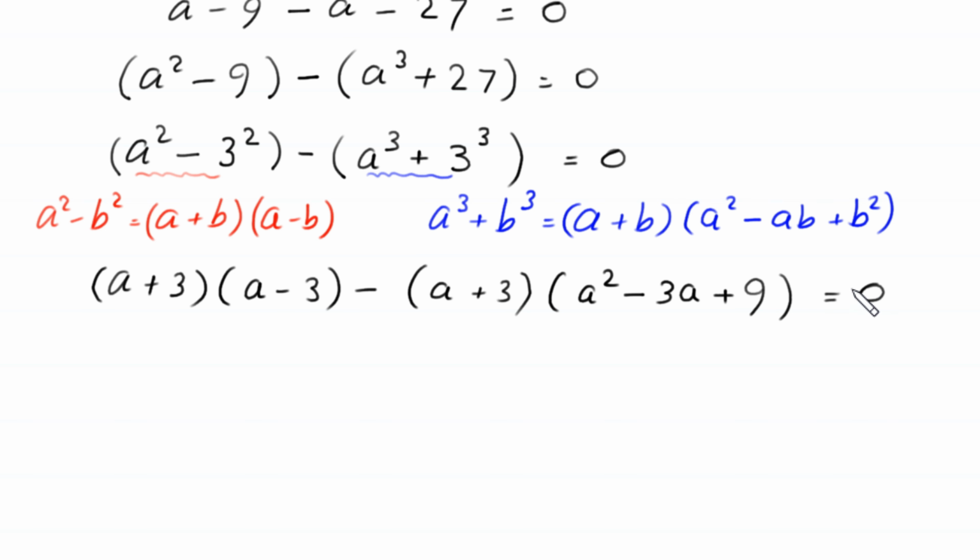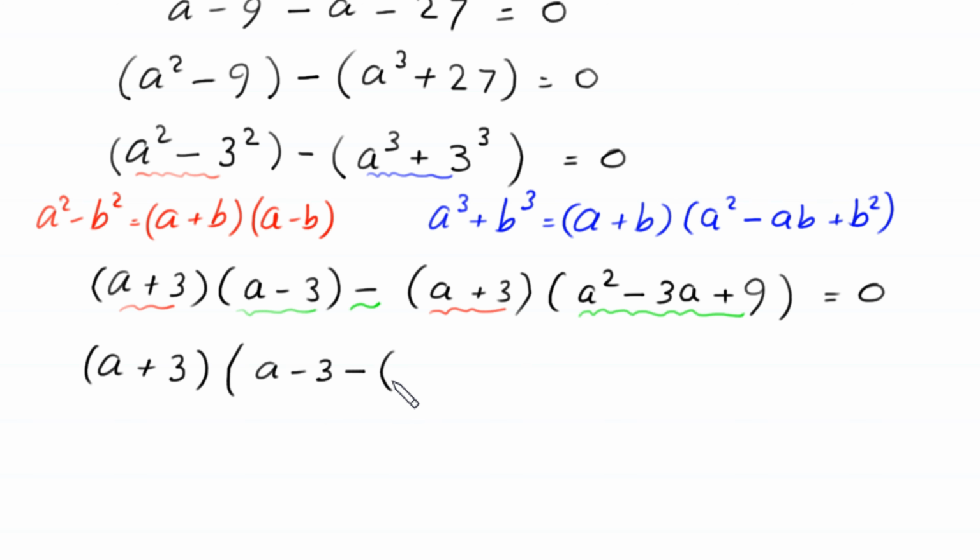Now as you can see, this expression a plus 3 is common. So we factor out this a plus 3, and in bracket left this a minus 3 minus this a squared minus 3a plus 9. In bracket left a minus 3, negative times this a squared minus 3 times a plus 9 is equal to 0.